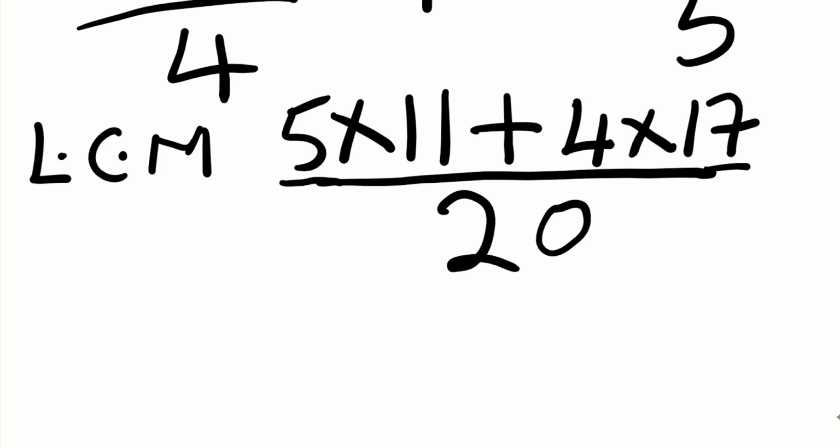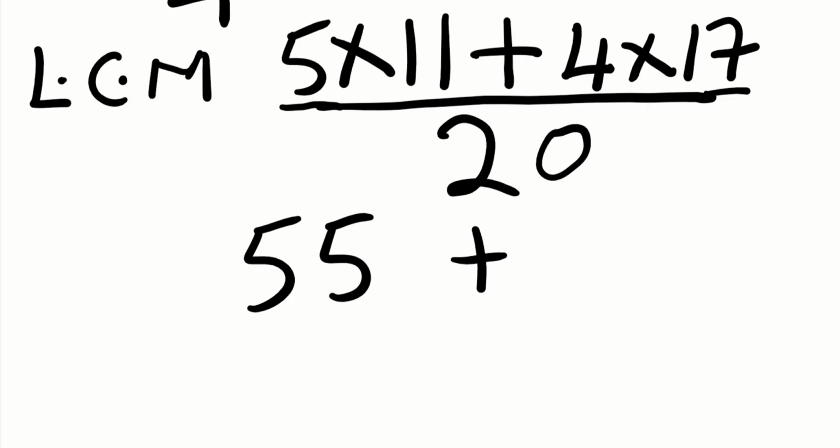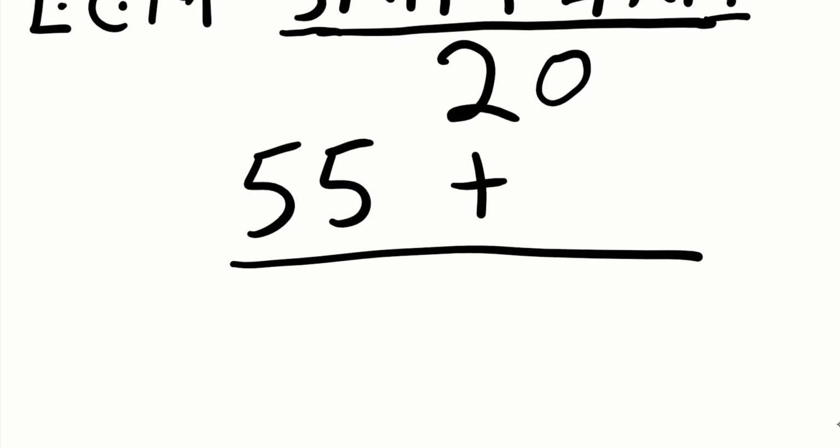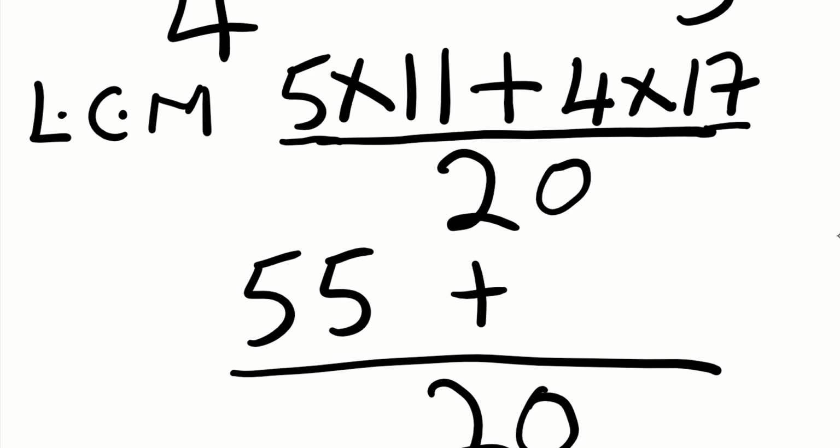So let's go. In this case, I'm going to say 5 times 11. 5 times 11 will give me 55, right? So 5 times 11 will give me 55, plus. So I still have the line here, the 20, which is the LCM, still going to be at the bottom, right? So here I have 4 times 17. 4 times 17, when I punch my calculator, it's going to give me 68.